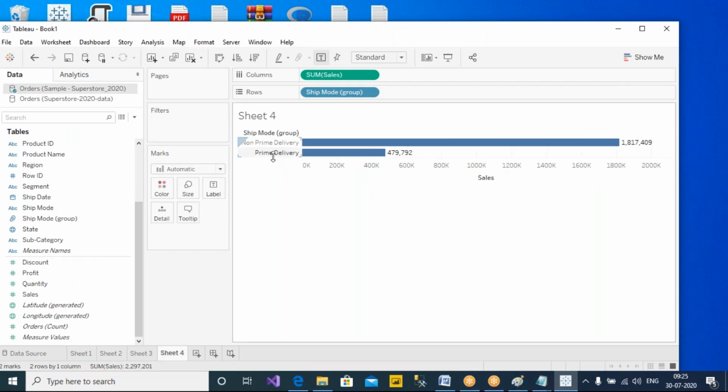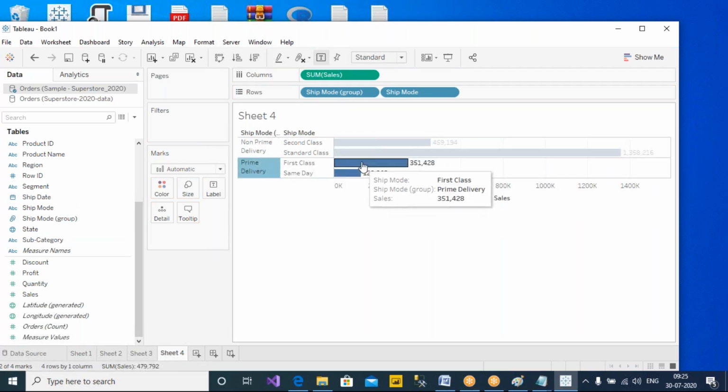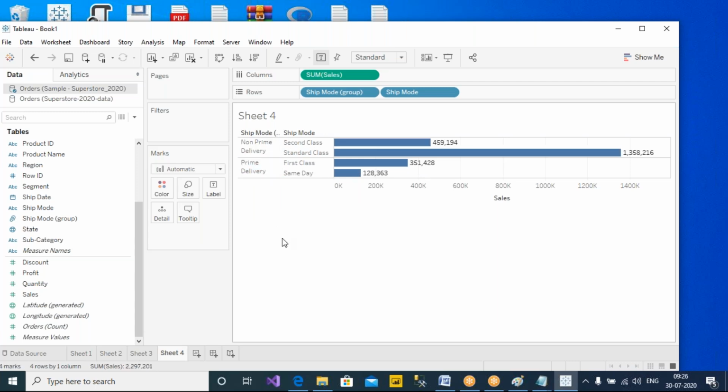So people are not trying to switch to prime delivery because it can be the cost, it can be anything. We really don't know. But internally, what is this one value? One group contains two values here. If you take ship mode again, you can see this Prime contains first class and the same day. So we are combining both values into a single dimension, which is this group here. That means we are combining values and calling it a group.